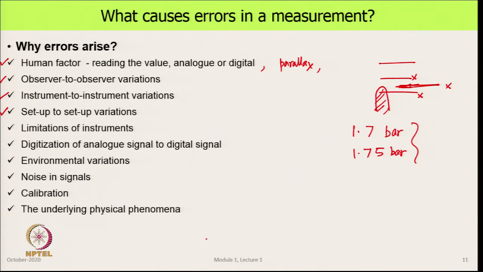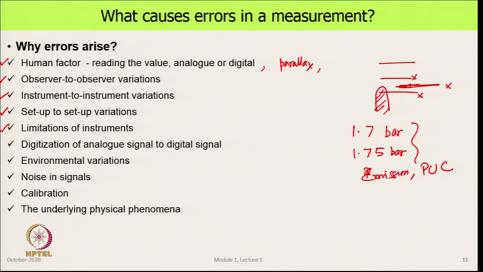Another example of this could be measuring the pollution of a car or the emissions from a vehicle. If you try to go and get a Pollution Under Control (PUC) certificate, one instrument will give you some value, another instrument will give you another value. One may say that you are okay, the other may say no, your car is polluting, do something about it.